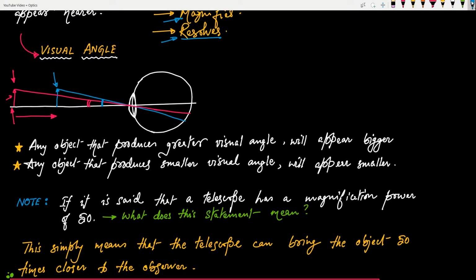As you can see here, as we are bringing the object closer to the eye, we can see the visual angle, from the blue angle, increasing, and we know that when the visual angle increases, the object appears bigger, isn't it? So this is how a telescope does the work.